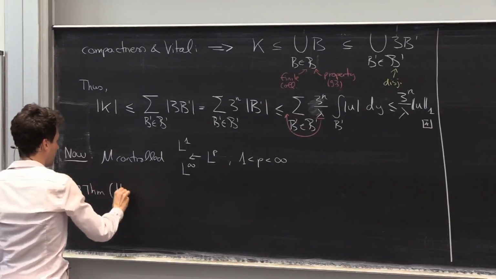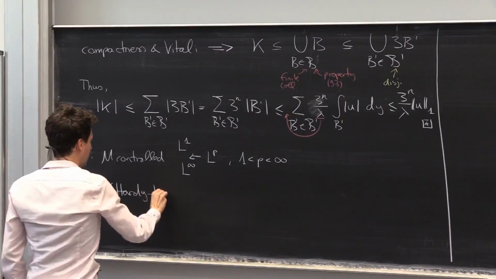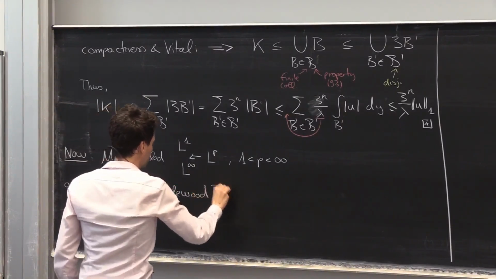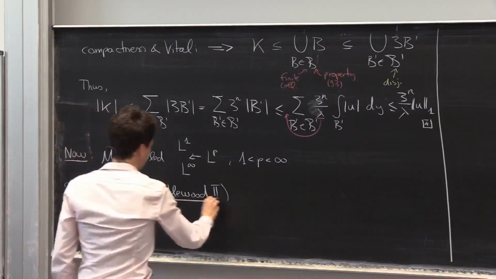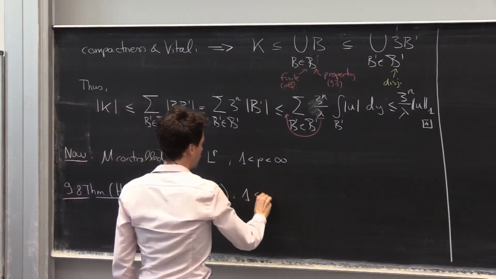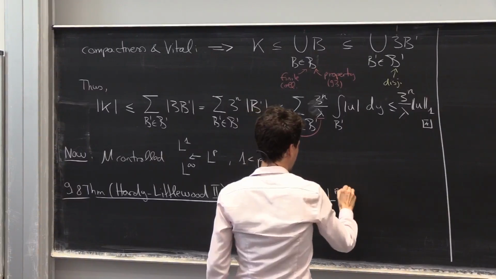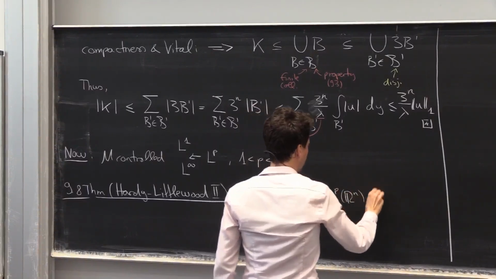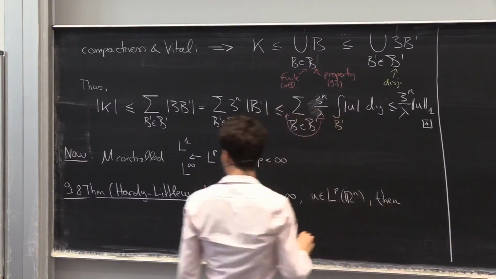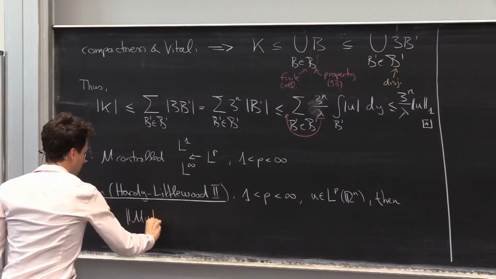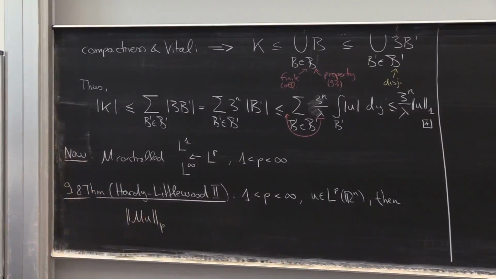Theorem, Hardy-Littlewood 2. And it says that if P is between 1 and infinity and U is in LP of R^n, then the maximal function of U is also going to be in LP, and I have a bound of the maximal operator LP to LP.